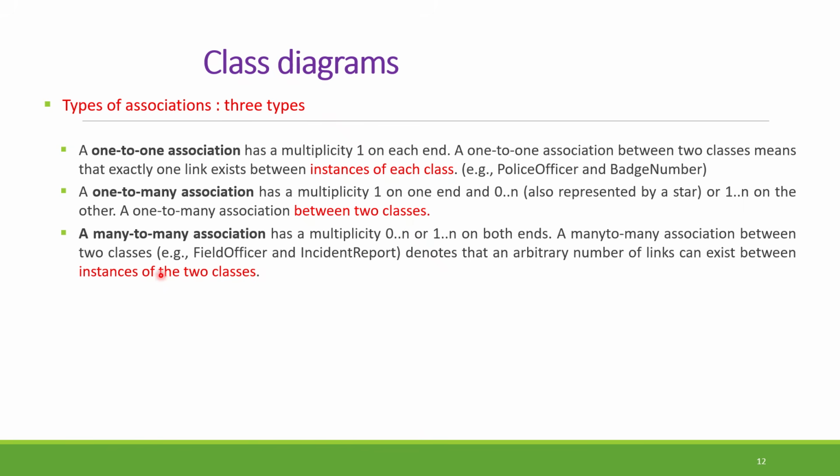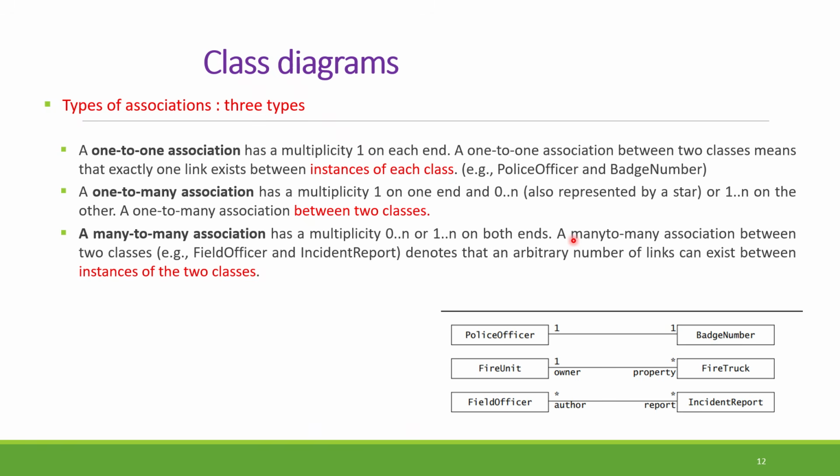Many to many. Again, there are instances of two different classes. There is a connectivity, so 0 to n on one end or 1 to n on the other end. That indicates the number of links that exist between the classes or instances of the classes. It depends on what type of association we are talking about. The same can be represented using the diagram.